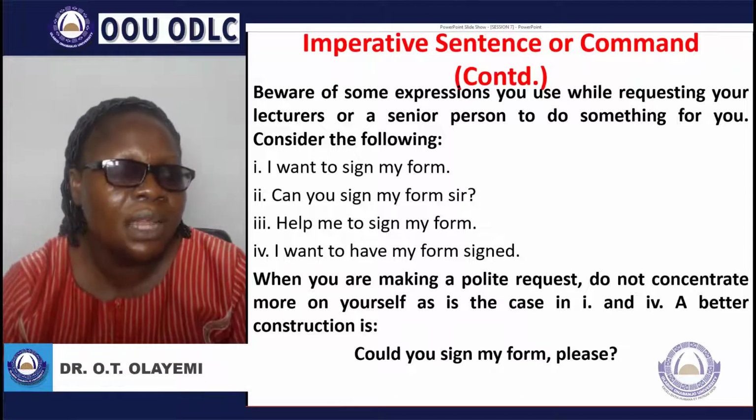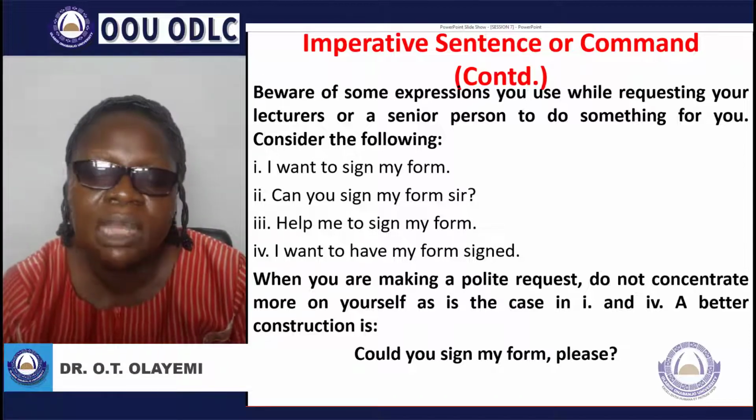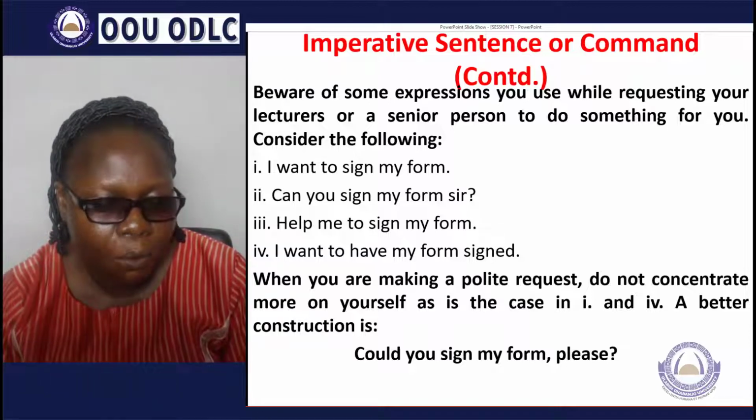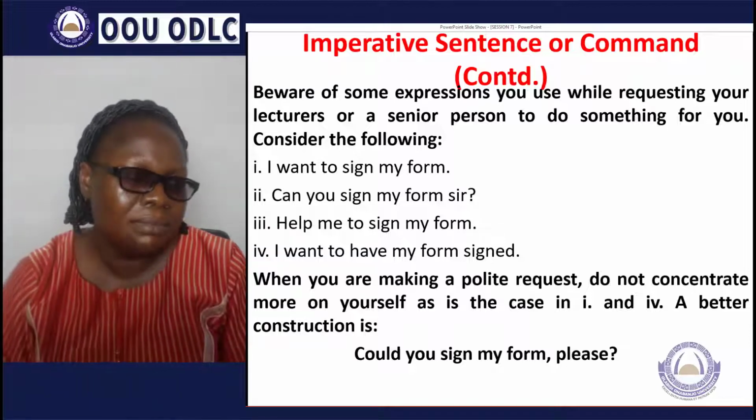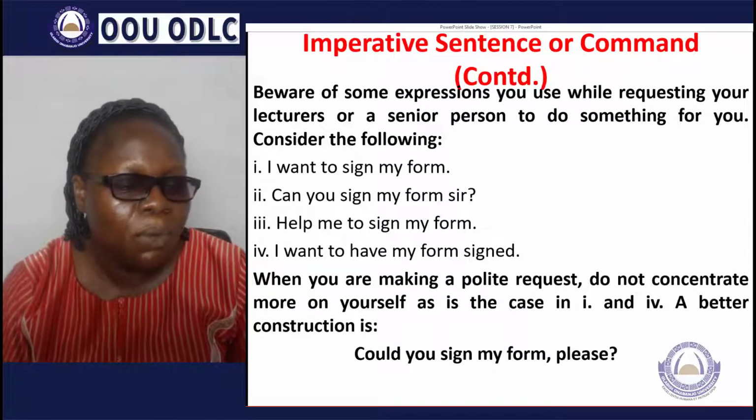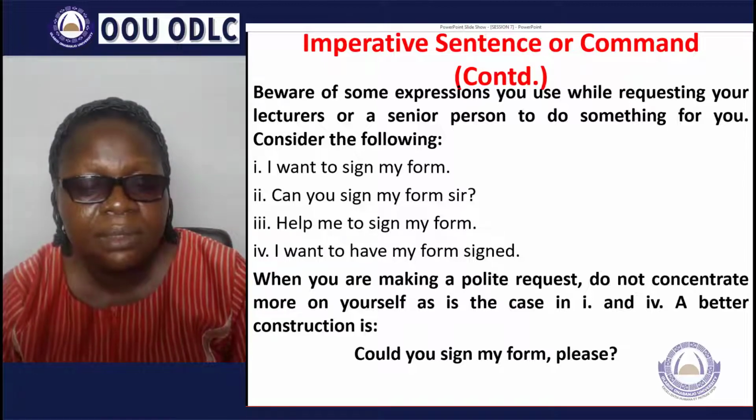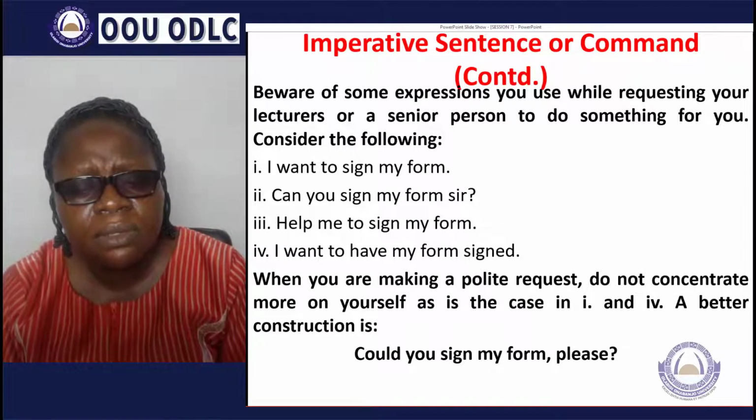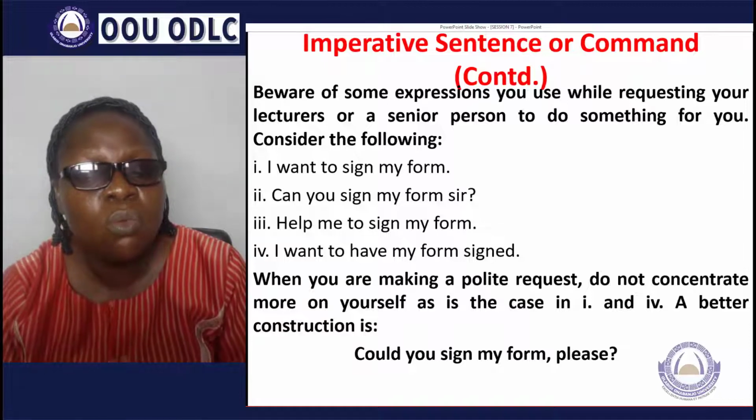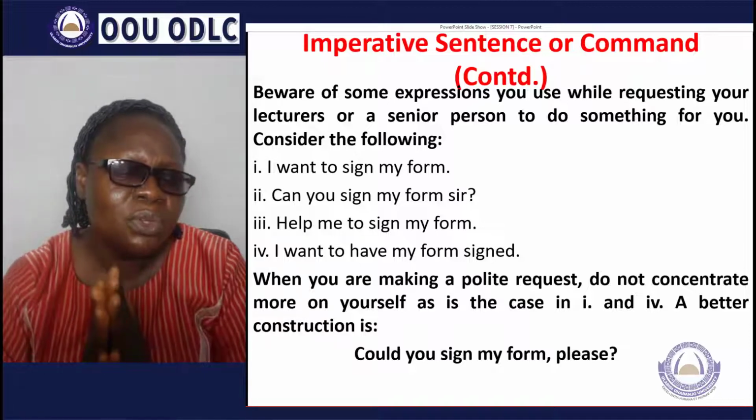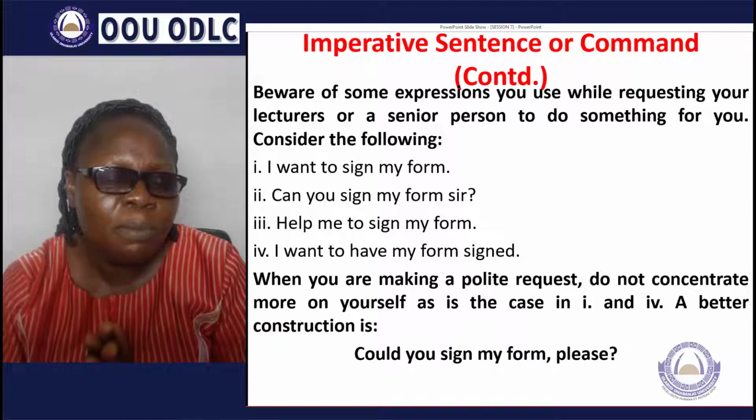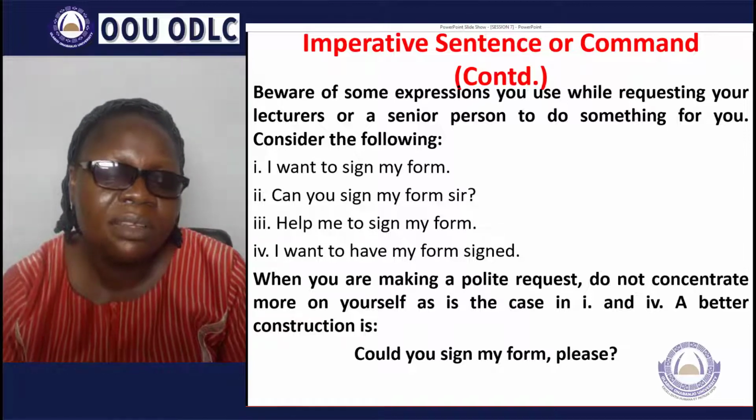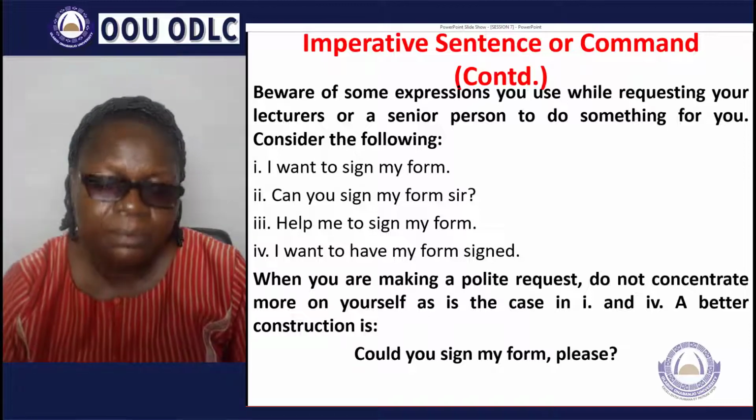And then the last example I gave you. I want you to sign my form. A better construction is, could you sign my form, please? That's better. That's acceptable. And that's a polite way of making requests. Don't forget that when you make a request, you have to be polite. You would want that person to do something for you, so you are the receiving end. You have to be mindful of the way you construct your sentences when you are making a polite request.